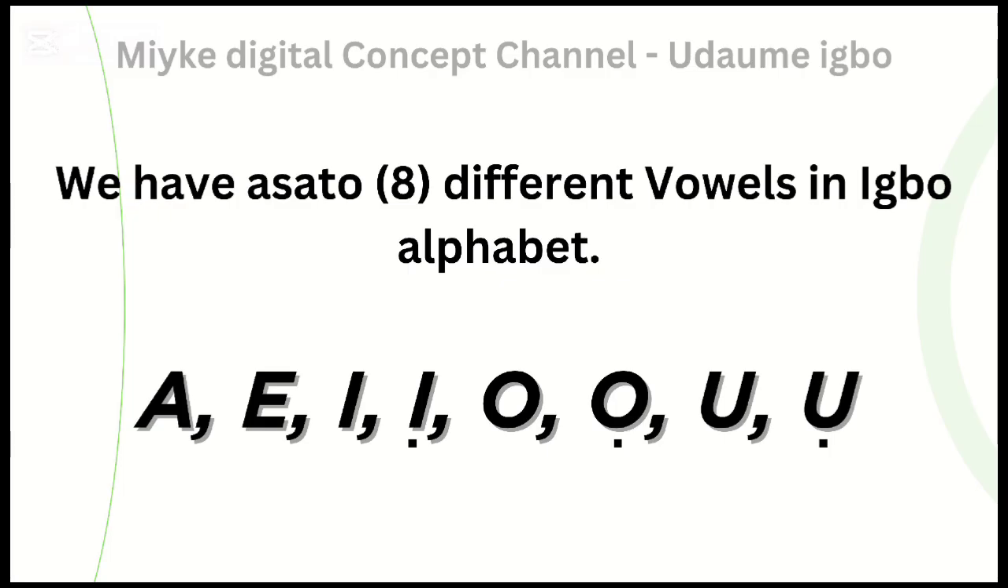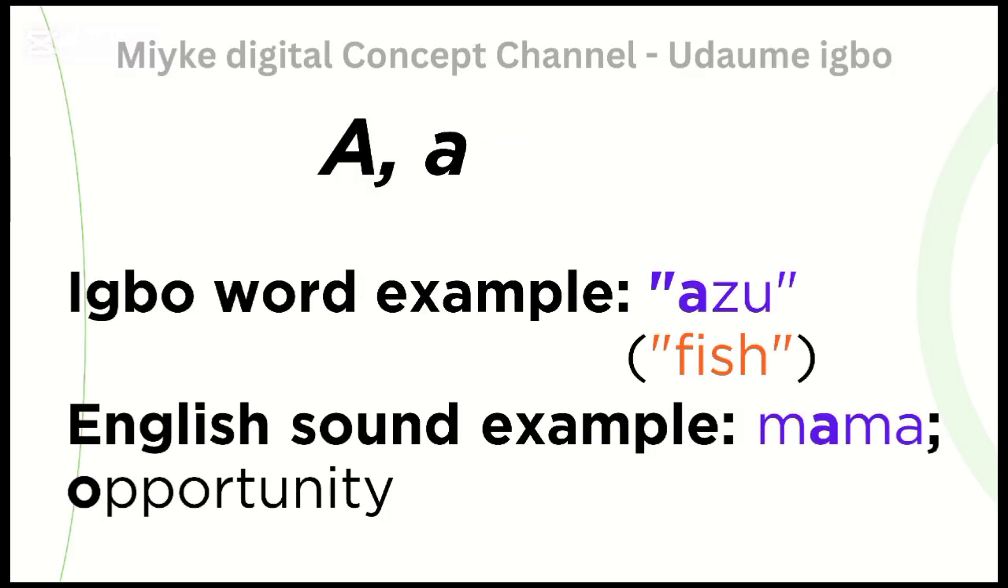Welcome back. Yesterday, like I said, we are going to discuss 8 different vowels, that is Udaume in the Igbo language today. The first one is A. An Igbo word example is azo, fish in English. Azo, fish. This sounds like A. A is the stressed sound, that is when it says Udaume, the word that you call with strength, in depth. Azo. It's not a word you put a bit of pressure on.